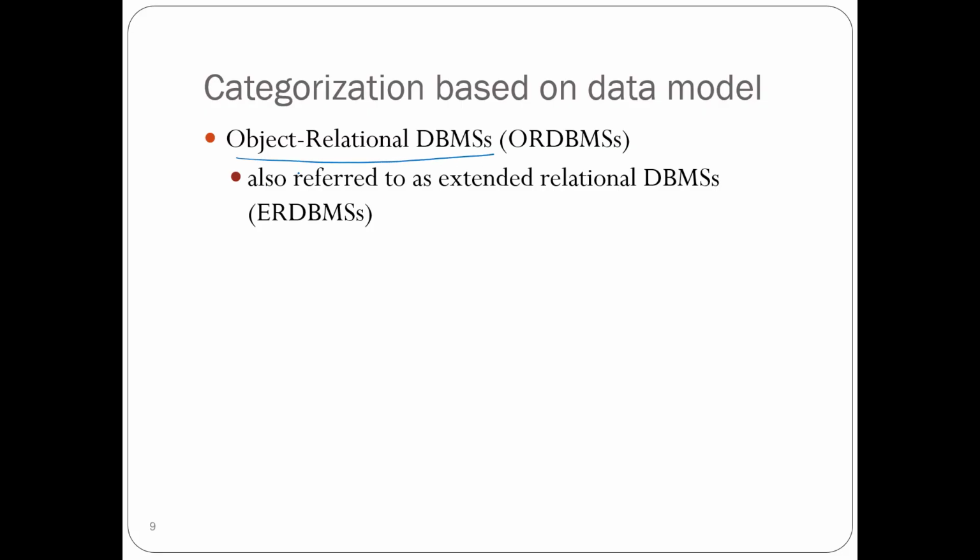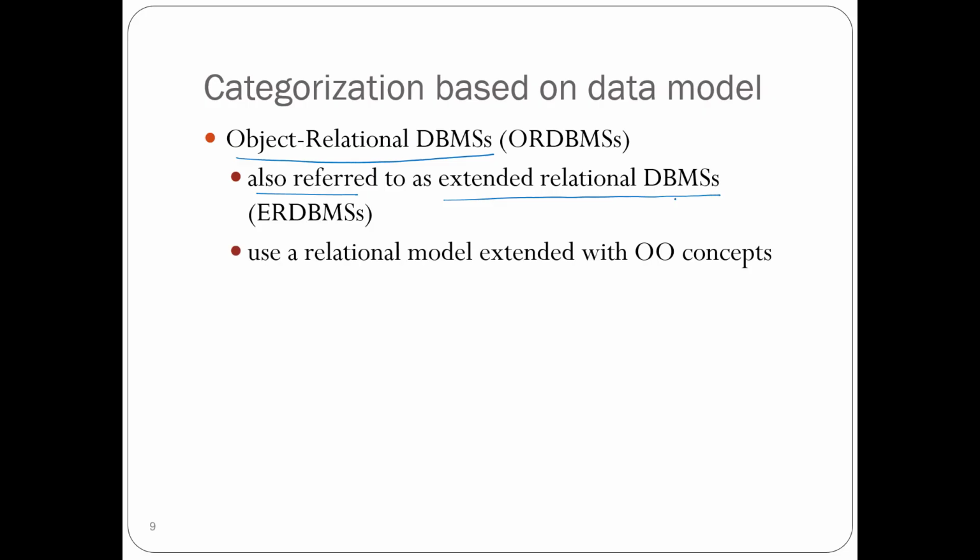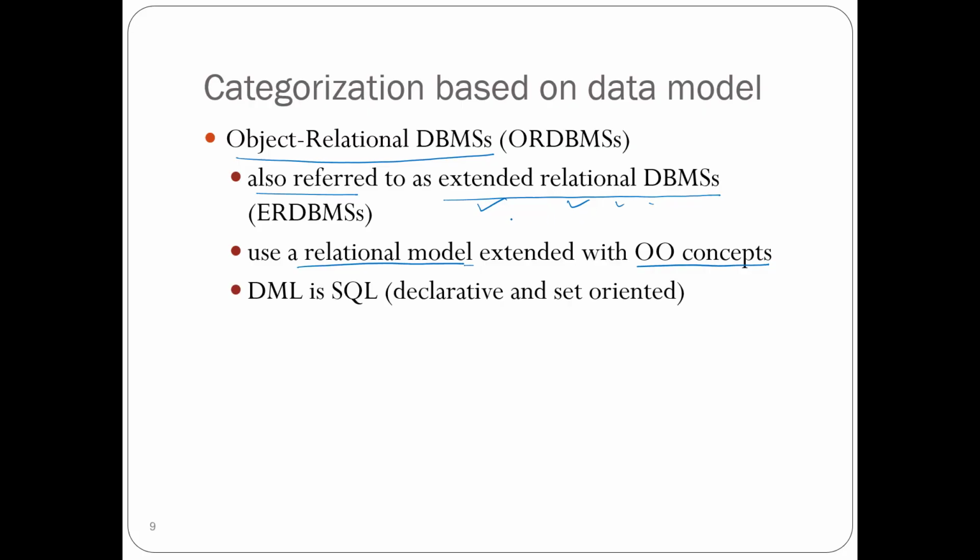Now let's see what this object relational DBMS is. They are also referred to as extended relational DBMS. Why? Because these DBMS use the relational model, but with the relational model, they also provide additional support for object-oriented concepts, right? So in fact, these object relational DBMS, also called extended relational DBMS, are basically relational DBMS with some support for object-oriented concepts.